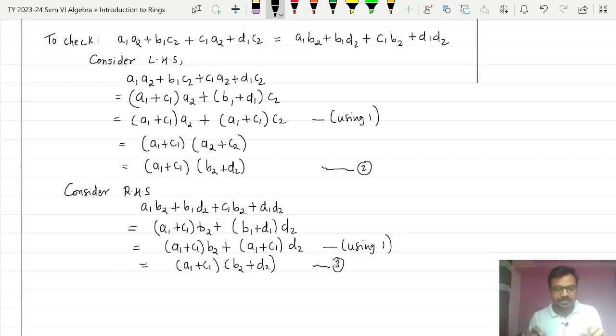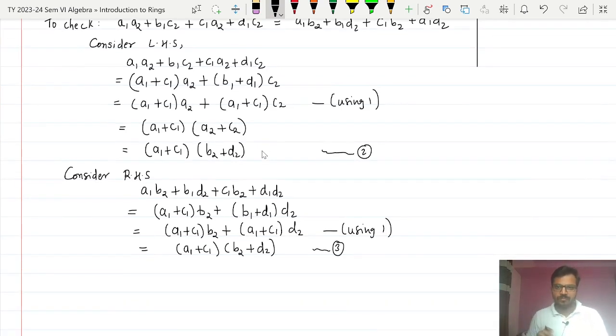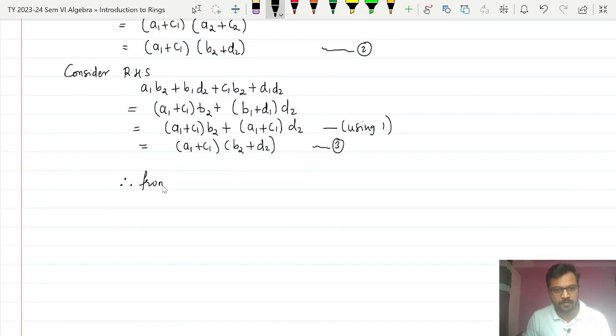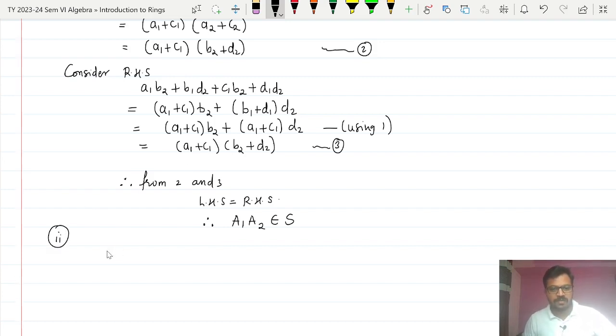If you are able to do this, then you can easily prove that it is a subring. Right now we have not proved it, but there is one more condition that we have to check as well. Keep that in mind. Therefore, from 2 and 3 LHS is equal to RHS, and therefore this A1 A2 is a member of S. Now we will move towards proving the second condition, that is A1 minus A2 should be a member of S. Then we can definitely say that this S is a subring.